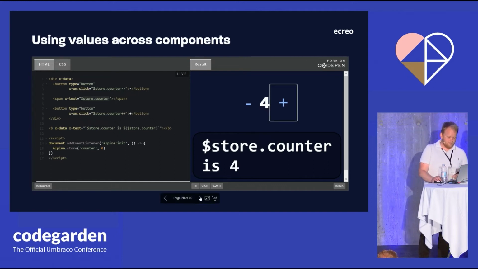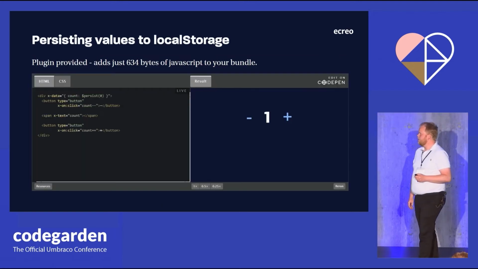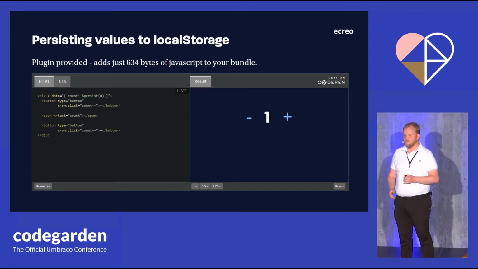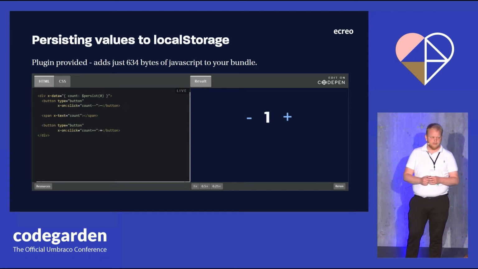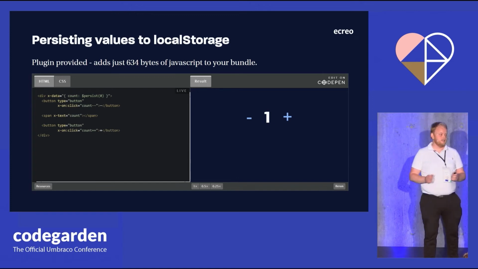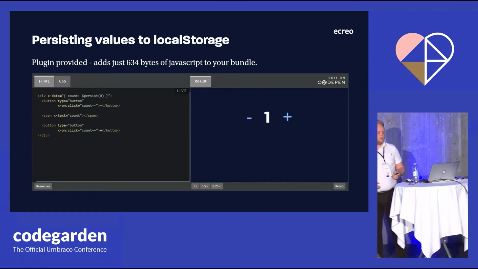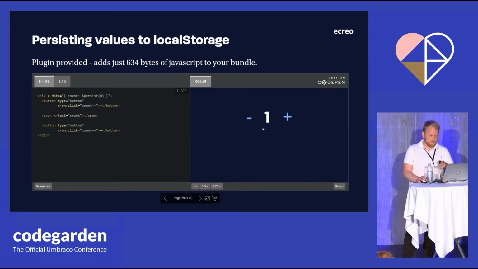So next part. Just a small side step here. Alpine comes with a plugin for handling persisting values, could be local storage, could be cookie storage, could be your own storage. It has a simple API so you can implement your own. But the gist of it is that it starts on one here because I tested it yesterday.